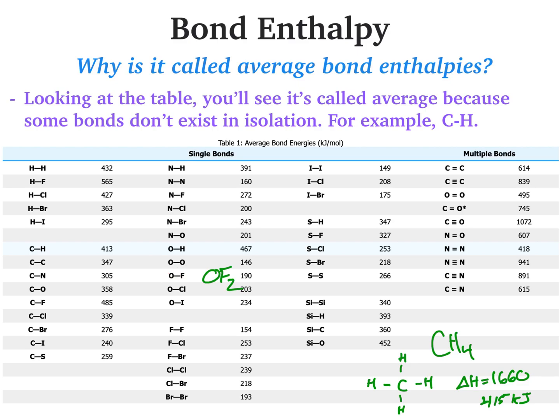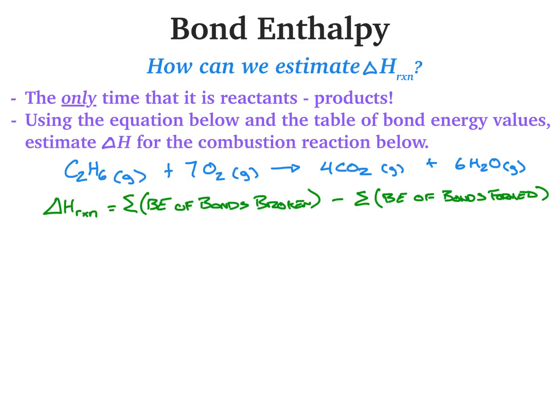Okay, so that's why it's called an average, and it's just an important note to go forward. But how can we use this to estimate enthalpy of reaction? Well, we're finally here. To estimate the enthalpy of reaction, this is the only time that we are going to do reactants minus products.